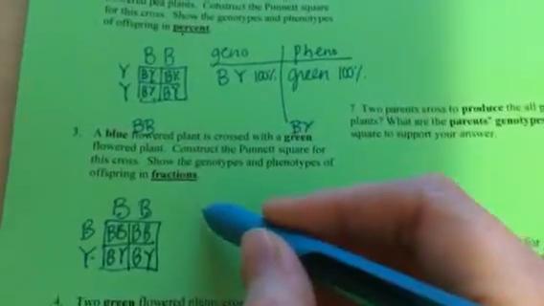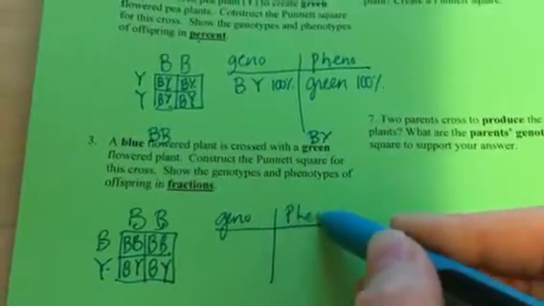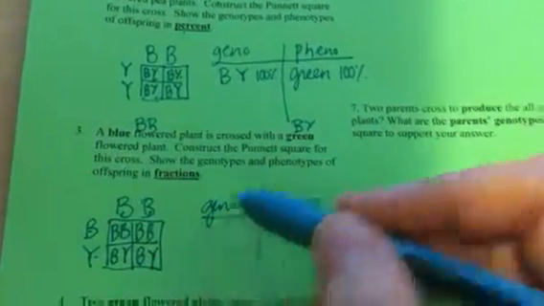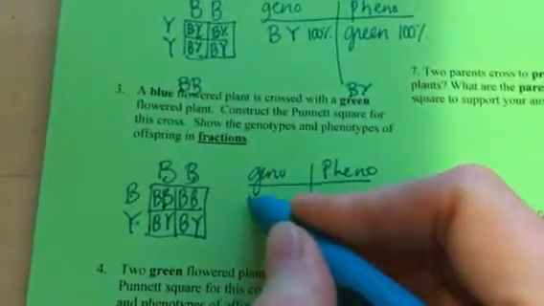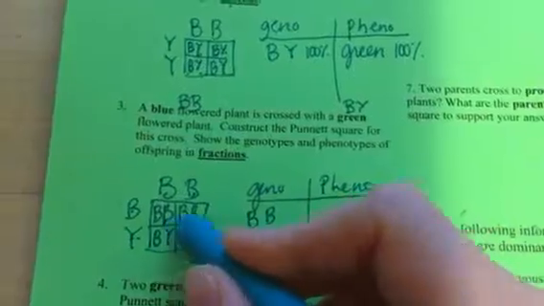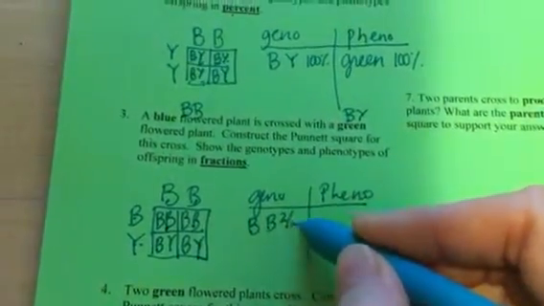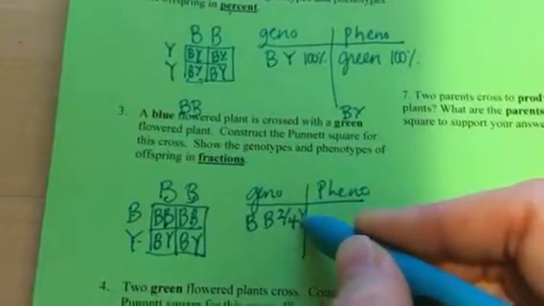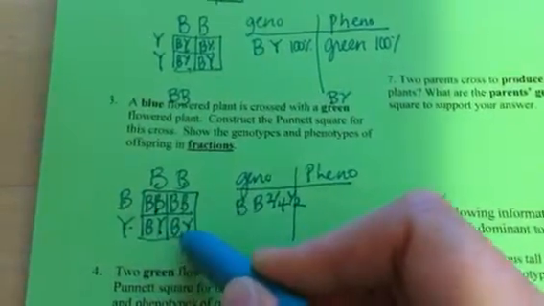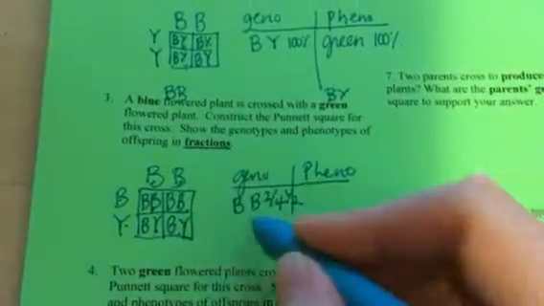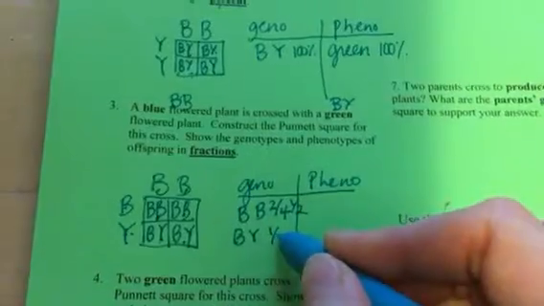Okay, let's do our genotype phenotype chart. Okay, so what genotypes do we see? Okay, I see capital B, great. How many? I see 2 out of 4. We want fractions. That's also 1/2. The other genotype I see is capital B, capital Y. So 2 out of 4, which is 1/2.